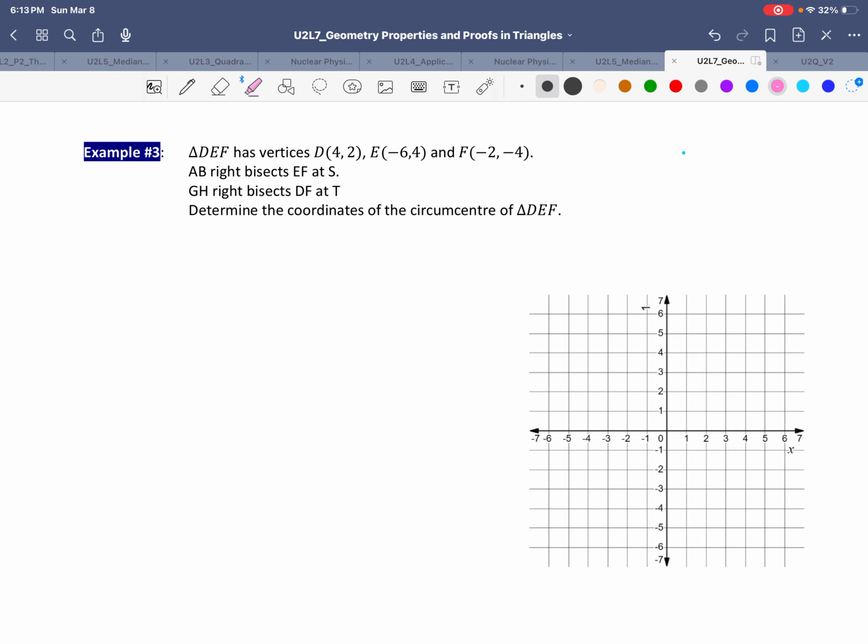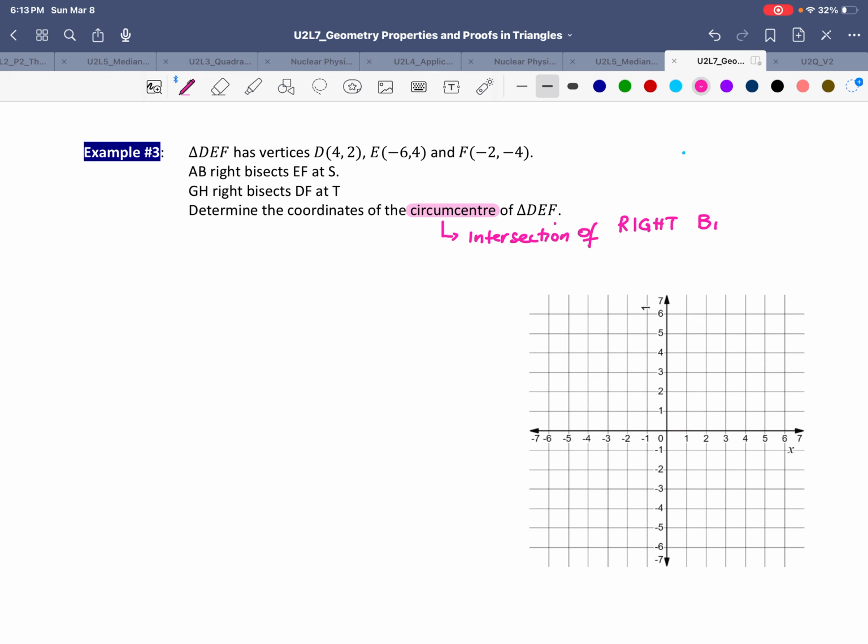So let's stop for a second and focus on the question asked. We're asked to find the circumcenter of the triangle. Now remember that the circumcenter of a triangle is at the intersection of the right bisectors. So intersection of right bisectors.